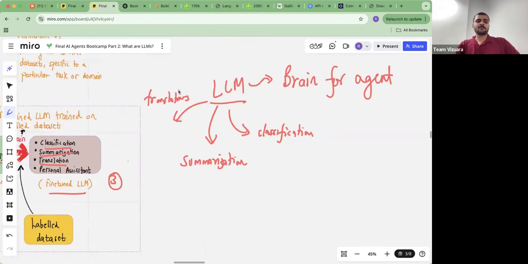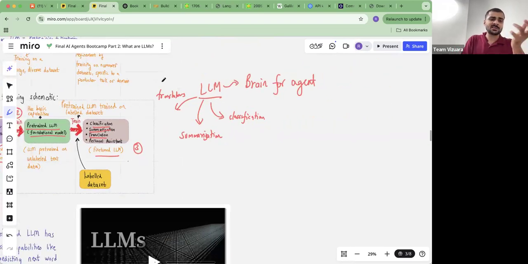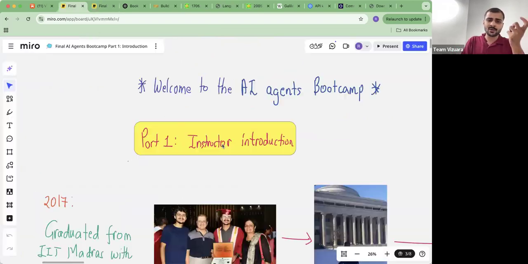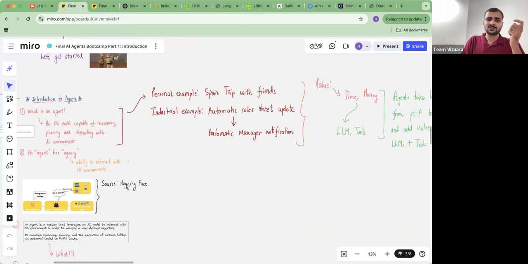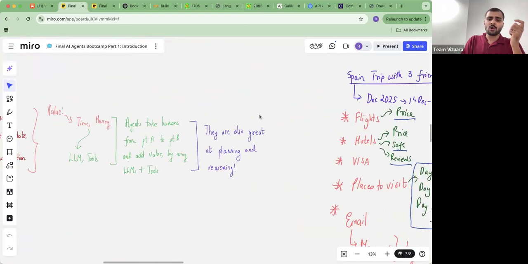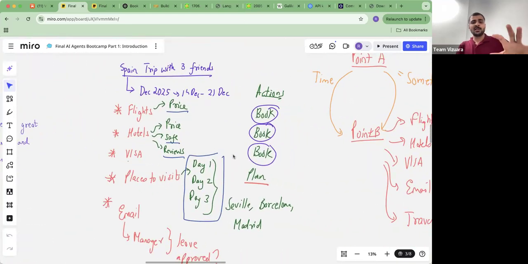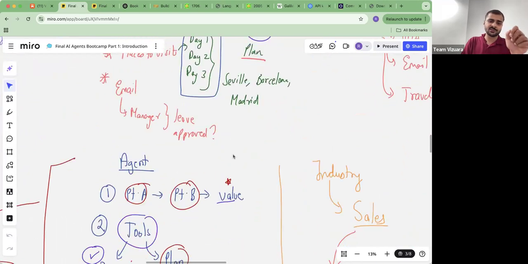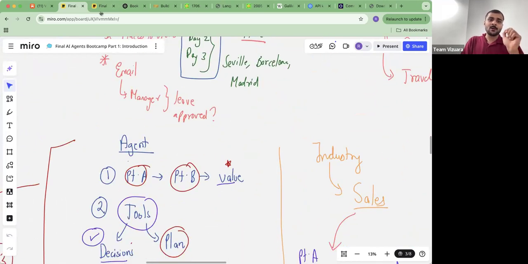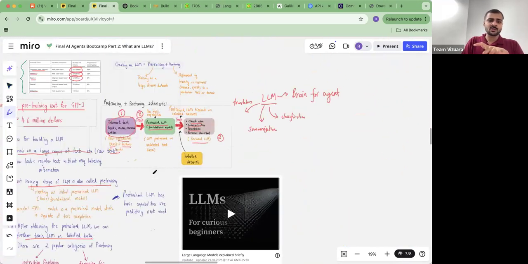So in the previous class, when we took a look at the different types of agents and the tasks which they need to perform, all these types of tasks involve dealing with language. So we need some sort of a model which is good at understanding language, processing language, and that model is a large language model.